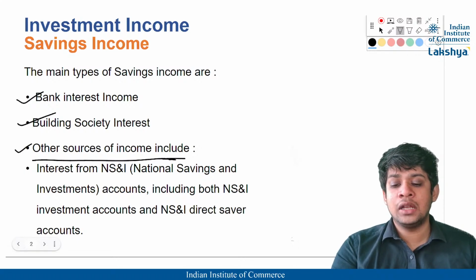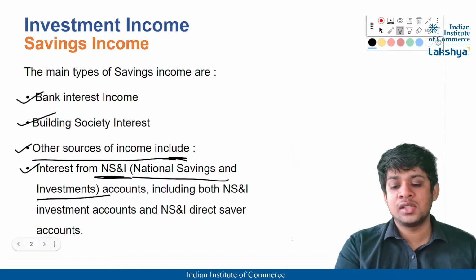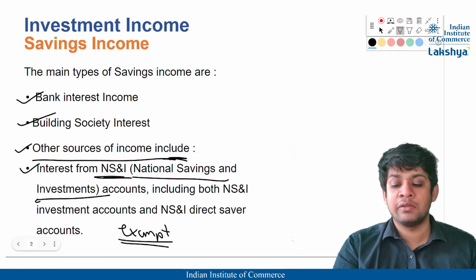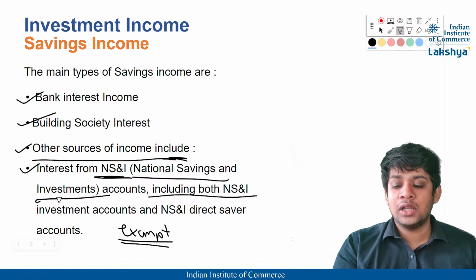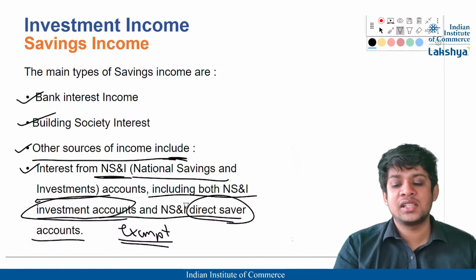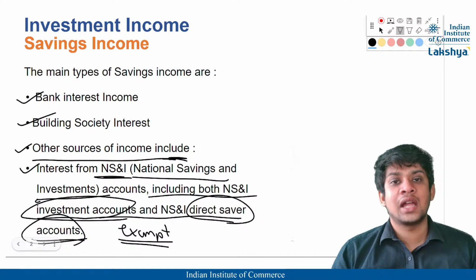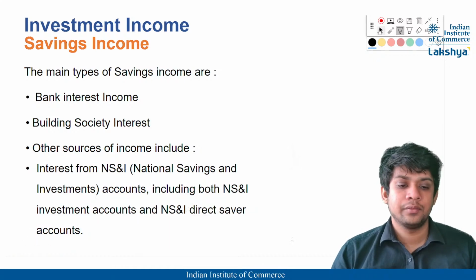Other sources of income include interest from NSI, that means National Savings and Investment certificates, but obviously these are exempt. These are exempt interests that you receive, including both NSI investment accounts and NSI direct saver accounts. So there are two types of accounts, investment accounts and direct saver accounts. Both of the accounts, wherever you get interest from, that is an exempt interest.